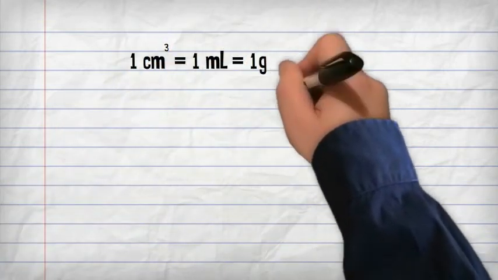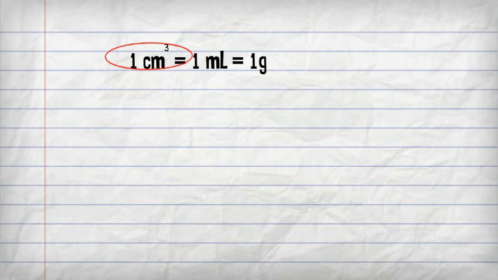How are the concepts related? These concepts are related through one formula. 1 centimeter cubed equals 1 milliliter, which equals 1 gram, because 1 centimeter cubed refers to the volume, milliliter refers to the capacity, and 1 gram refers to mass.